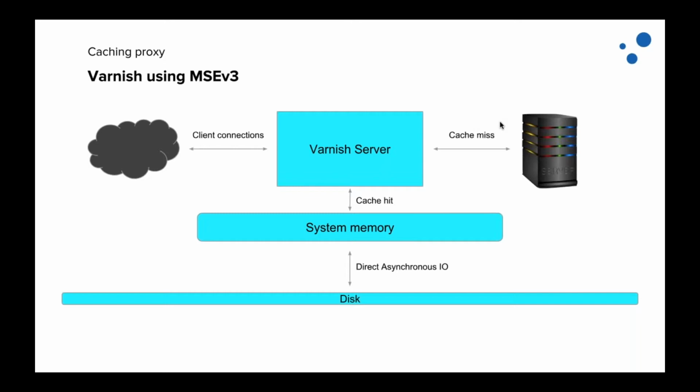But then we add the large disk layer, where the majority of the content will lie. And we have a secondary cache where we keep the objects that are frequently referenced in system memory, and the parts that are not frequently used on disk, for access by reading from disk when necessary.